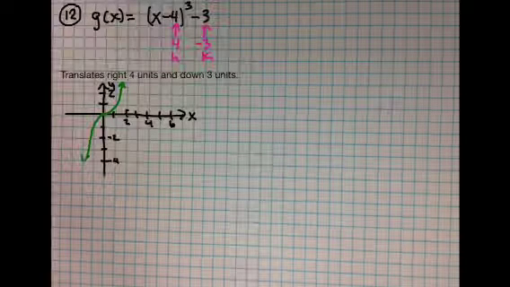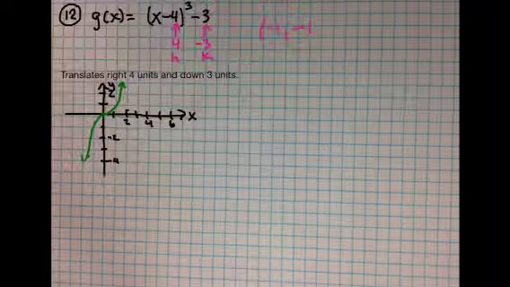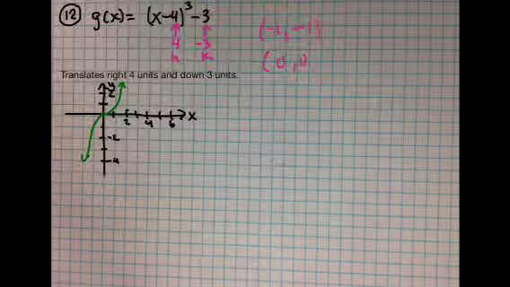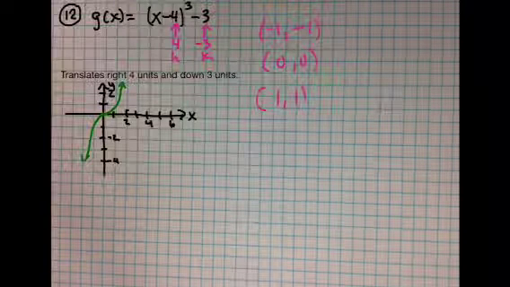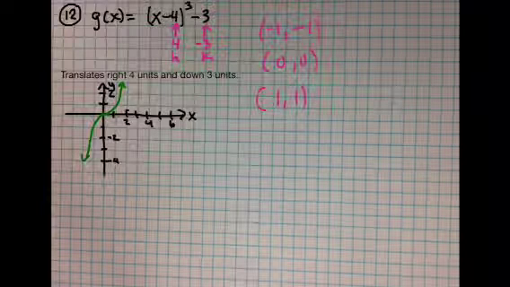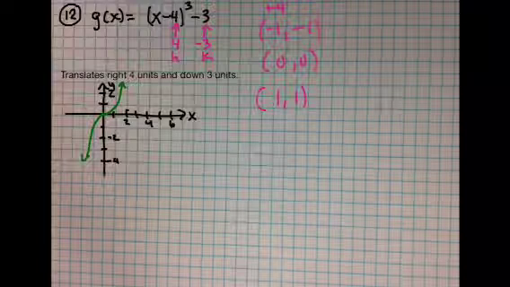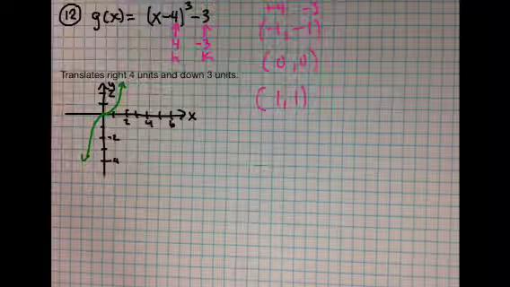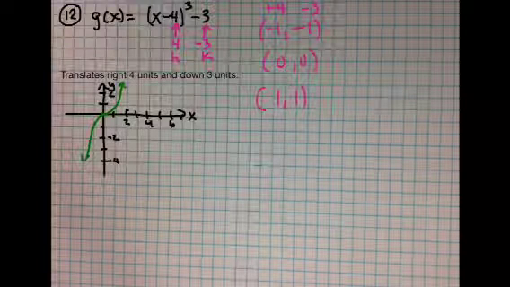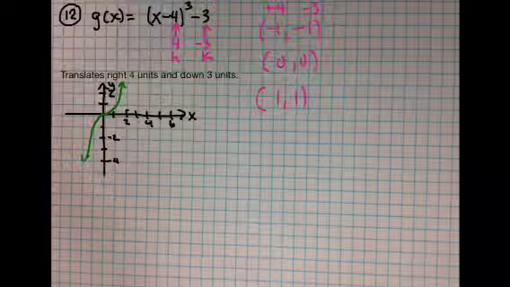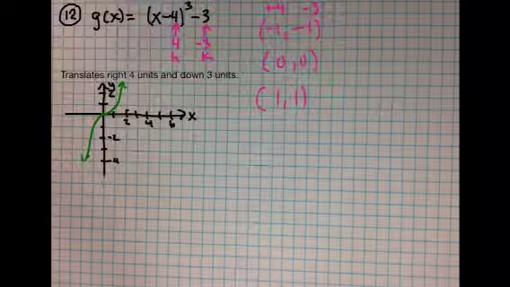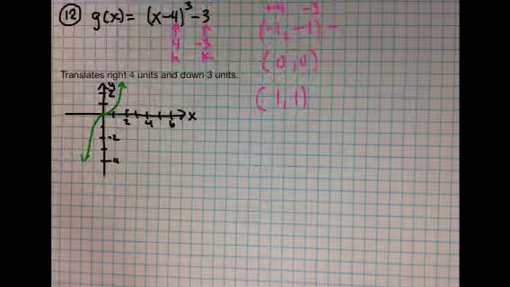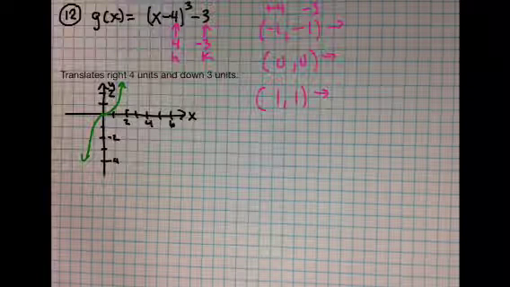So remember, h affects the x, and k affects the y. So that means that we're going to take our reference points, and for x's we're going to add 4, and for y's we're going to subtract 3. Okay, because remember, h is counterintuitive. Even though you see the x minus 4, it's actually positive 4. And the k, you do what it says. If it's minus 3, it's down 3. Okay? So, let's do the transformations.